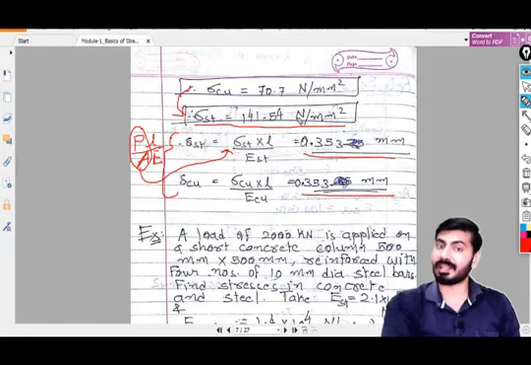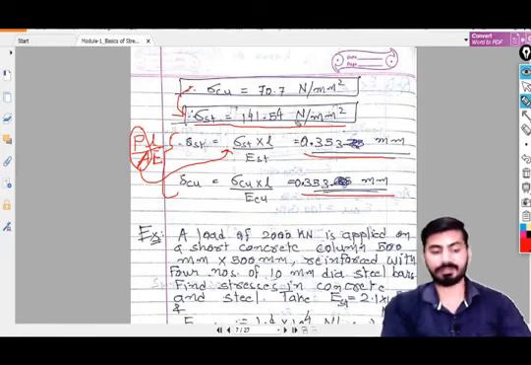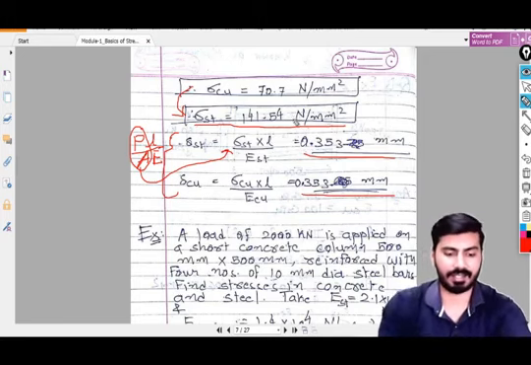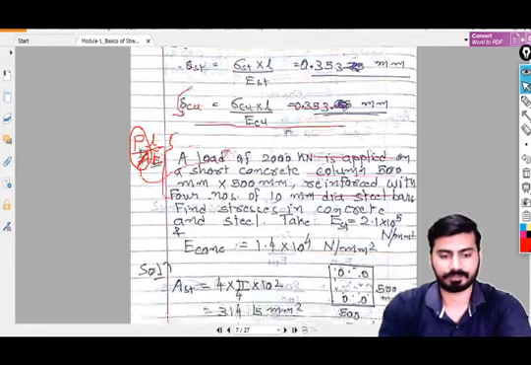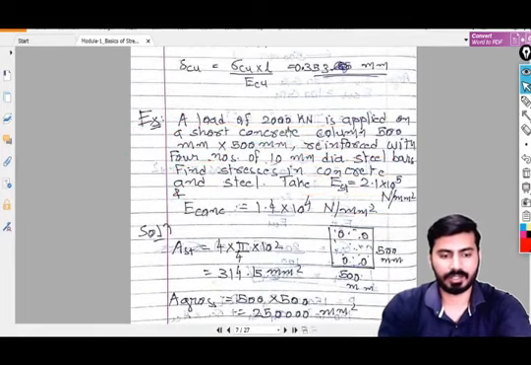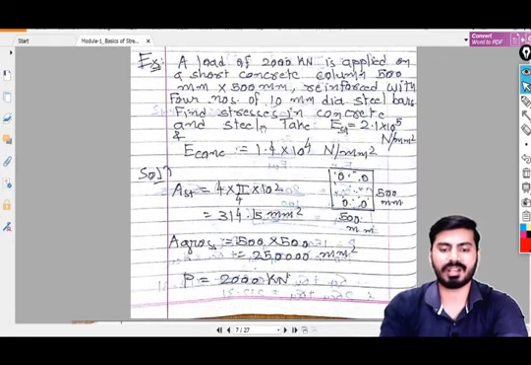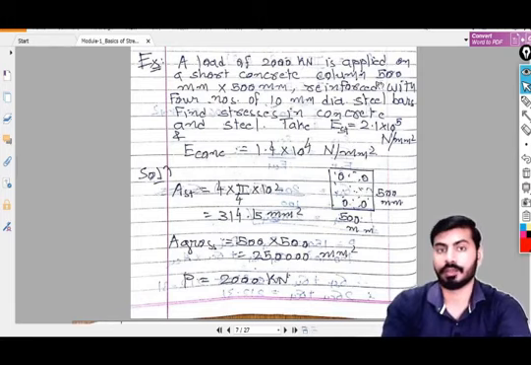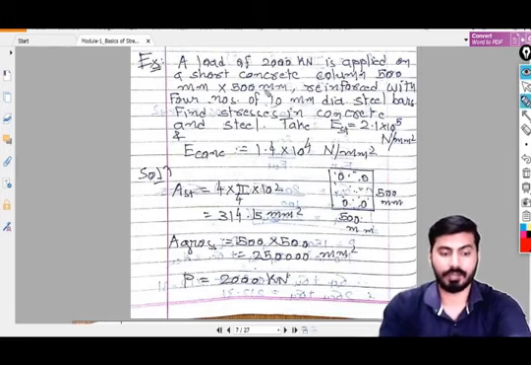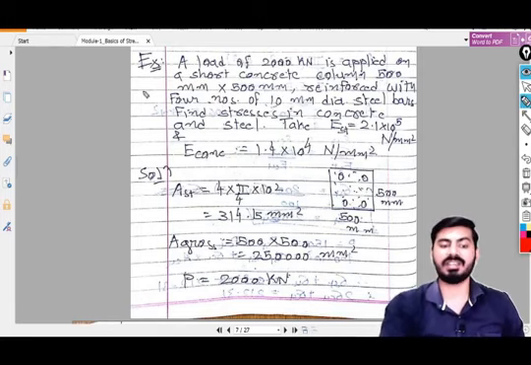We will see another composite material example which can be asked in your examination, with the given data like this. As you can see, the given data says that a load of 200 kilonewton is applied on the short concrete column. Now what is the column? We know that each and every building has the column or a pillar, we say that.